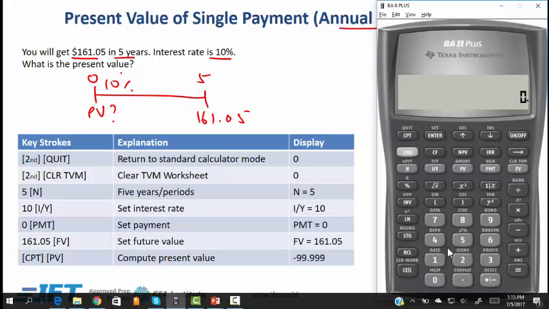Again, you can enter the data. So 5n. The interest rate is 10%. So plug that in. The PV is what we need to find. The payment is 0. The future value is 161.05. 161.05 is the future value, and then you compute the present value, and that is the answer.